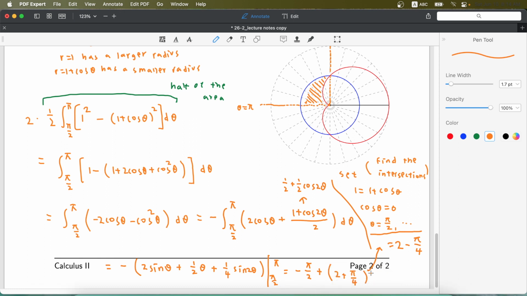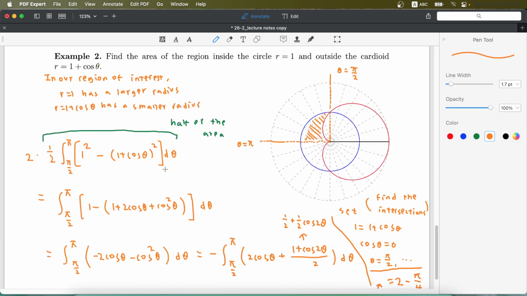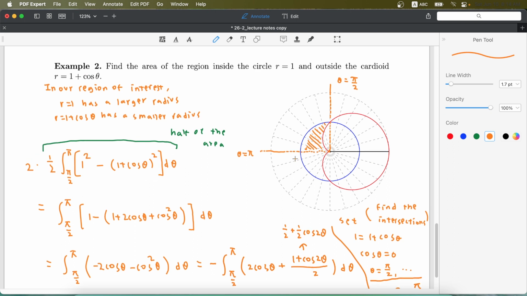I believe you can do this calculation on your own. They are not too difficult. I want to focus on how to set it up. First, of course, you want to know which region you are talking about. Once you find the region, you need to know which radius is larger. If you don't know that, you can draw any ray in your region, and you can see that the blue curve has a larger radius than the red curve. Once you know which radius is larger, you can set up the integral.